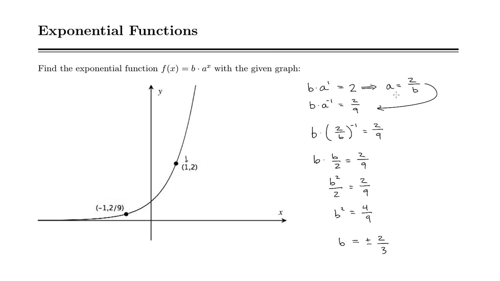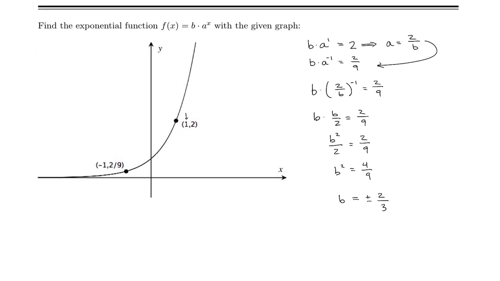And we're going to do that by going up here and looking at our a. A is 2 over b. So it's either 2 over 2/3 or it's 2 over negative 2/3. Okay. Now 2 over 2/3 is 3, and 2 over negative 2/3 is negative 3.